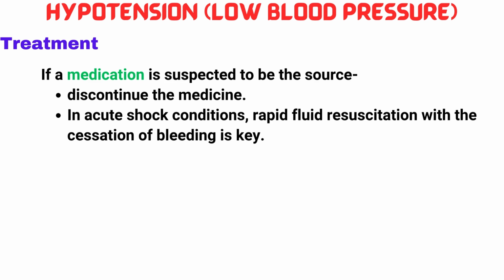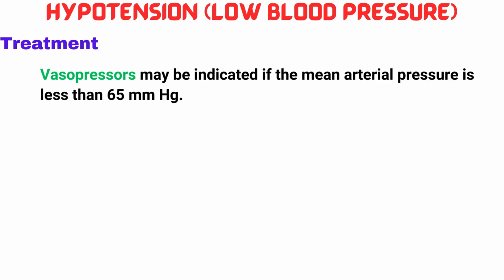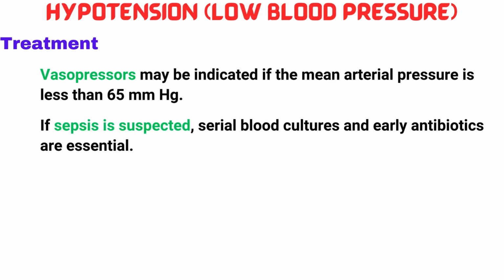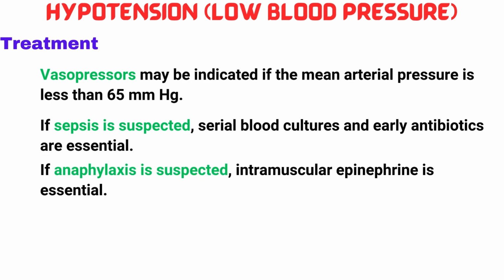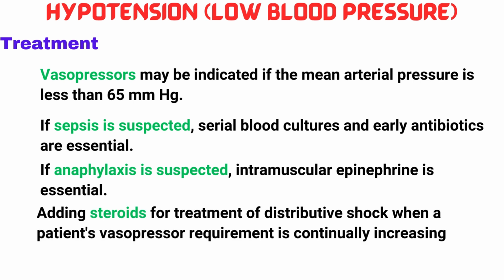In acute shock conditions, rapid fluid resuscitation with the cessation of bleeding is key. Vasopressors may be indicated if the mean arterial blood pressure is less than 65 mmHg. If sepsis is suspected, blood cultures and early antibiotics are essential. If anaphylaxis is suspected, intramuscular epinephrine is essential. Adding steroids for treatment of distributive shock, when a patient's vasopressor requirement is continually increasing and appropriate fluid resuscitation has been done, will assist in maintaining blood pressure as well.